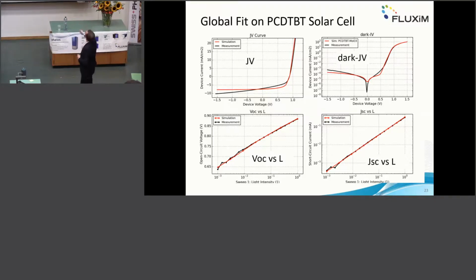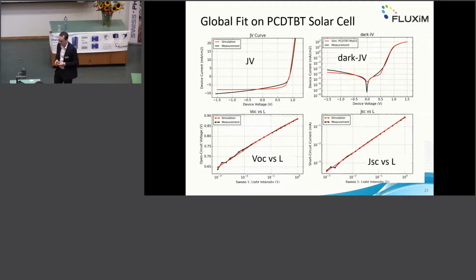You see the dark IV fits very nicely, especially this curve here and the series resistance, and the parallel resistance here also matches more or less. The reason is that we use just a simple ohmic parallel resistance, whereas in the real world I guess the parallel resistance is not really ohmic, but nevertheless it fits more or less. Also, we managed to describe VOC versus light intensity quite perfectly, and also the JSC, the short circuit current versus the light intensity, over quite a broad range.